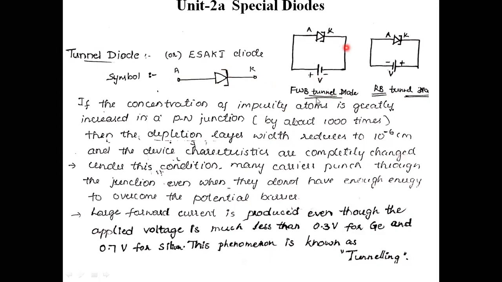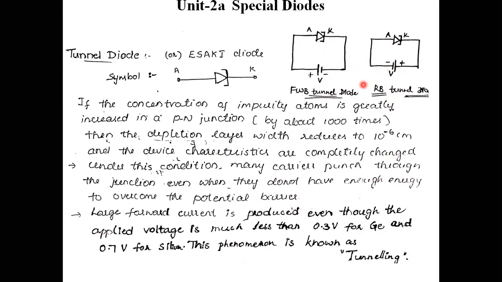And this is the biasing condition. If the anode terminal is connected to positive and the cathode terminal is connected to negative, then this tunnel diode is in forward bias condition. Similarly, if the anode terminal is connected to negative and the cathode terminal is connected to positive, then this tunnel diode is in reverse bias condition. This is the basic biasing condition, similar to the PN junction diode and Zener diode: forward bias condition as well as reverse bias condition.